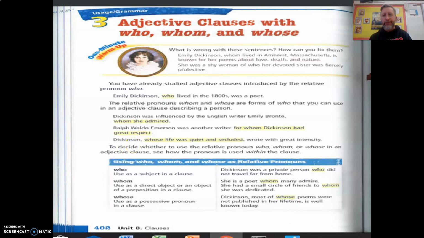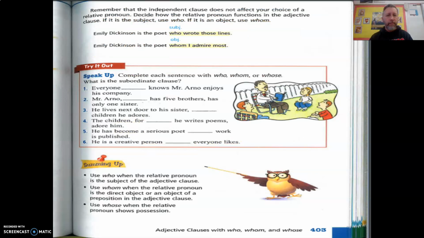So that's pretty much, if I'm to simplify it for you, I'm just going to say that if there's already a subject in the clause, use whom. If there is not a subject in a clause and you need one, use who. Okay? Your book doesn't quite say it in those terms, but I think that's probably the easiest way to understand what you're supposed to do here.